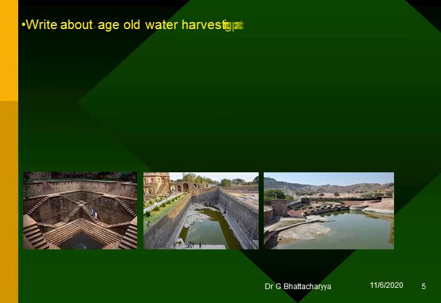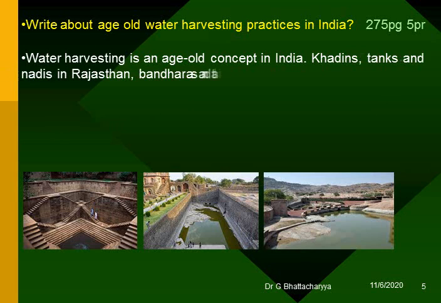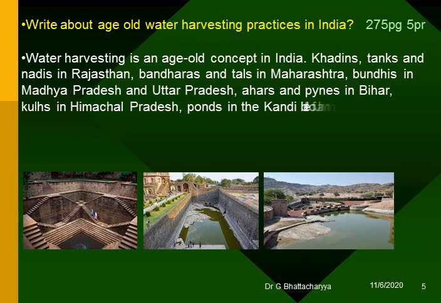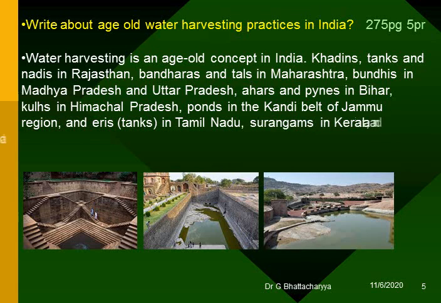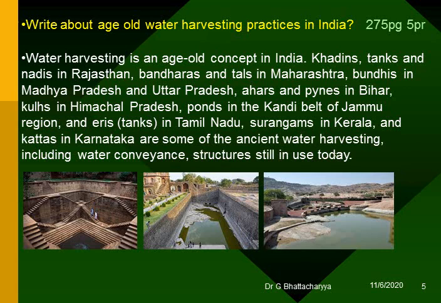Write about age-old water harvesting practices in India. Water harvesting is an age-old concept in India. Khadins, tanks and nadis in Rajasthan, bandharas and tals in Maharashtra, bundis in Madhya Pradesh and Uttar Pradesh, ahars and pynes in Bihar, kuls in Himachal Pradesh, ponds in Kandi belt of Jammu Kashmir region and eris, tanks in Tamil Nadu, surangams in Kerala and kattas in Karnataka are some of the ancient water harvesting, including water conveyance structures still in use today.